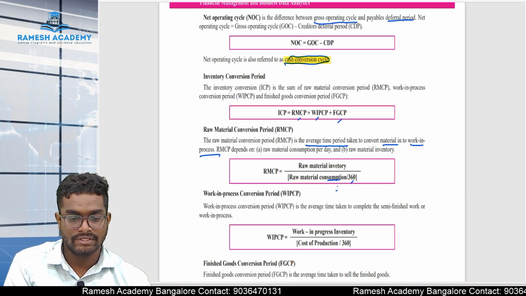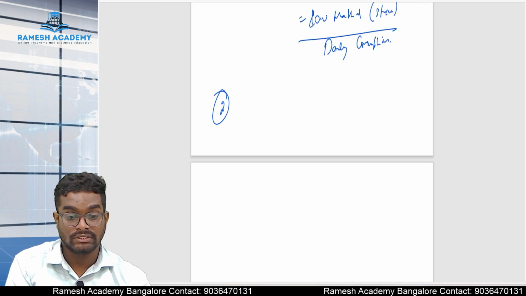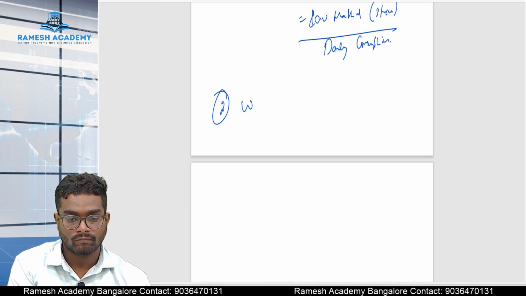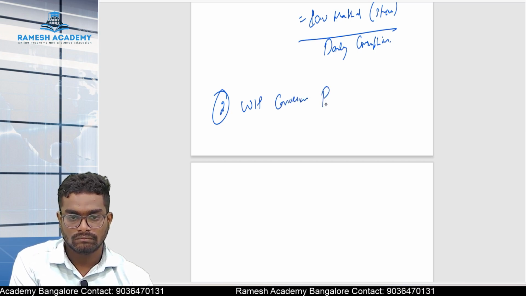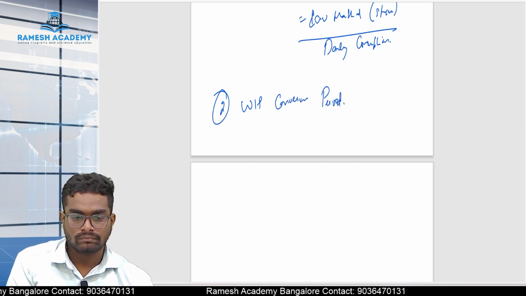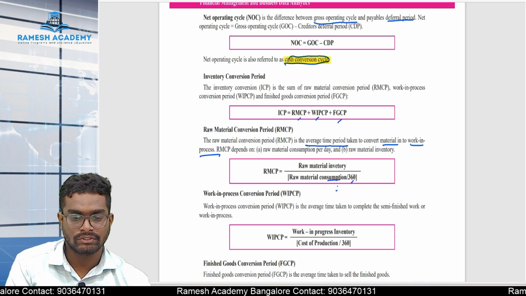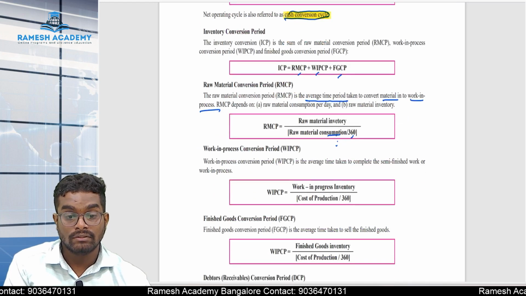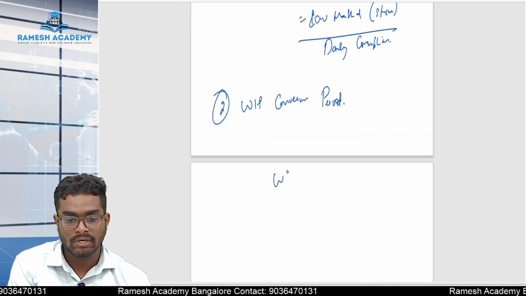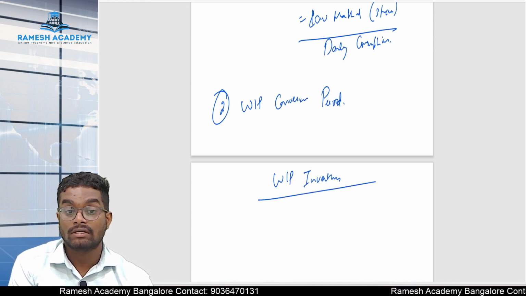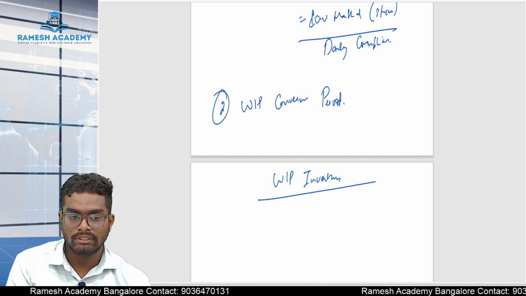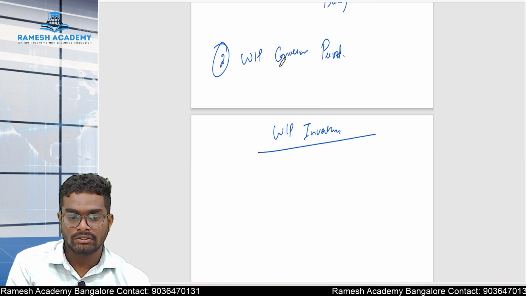Second one, we have the work in progress conversion. Work in progress conversion. Okay, what is work in progress conversion period? So here, what is the formula? Work in progress inventory, which is not complete at 100%, divided by daily cost of production.